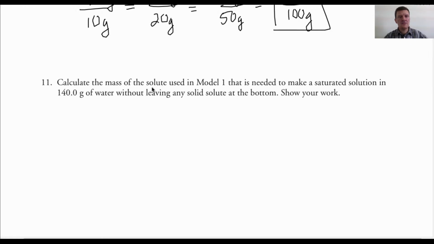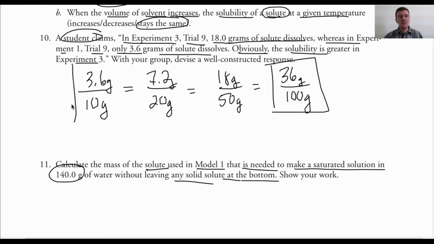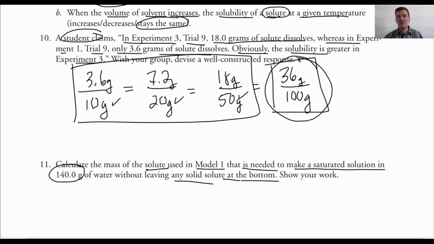Calculate the mass of the solute used in Model 1 that is needed to make a saturated solution in 140 grams of water without leaving any solid solute at the bottom. Okay, so basically what we're saying is we had 3 experiments where different amounts of water were used, 10, 20, 50, and all of those can give us the correct solubility value. We just are going to convert it to 100 grams of water and change the numerator accordingly.